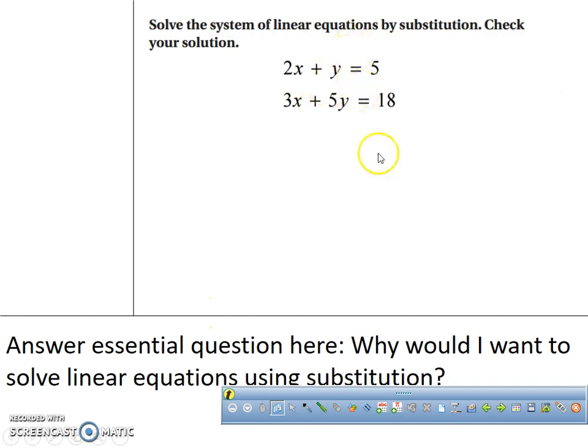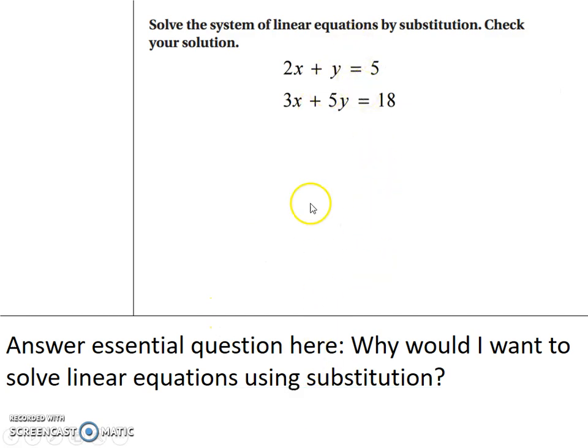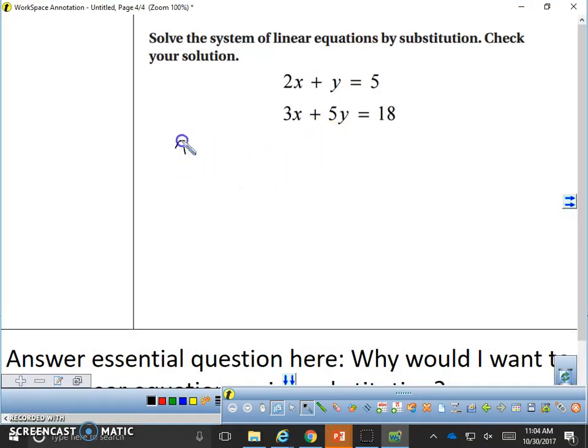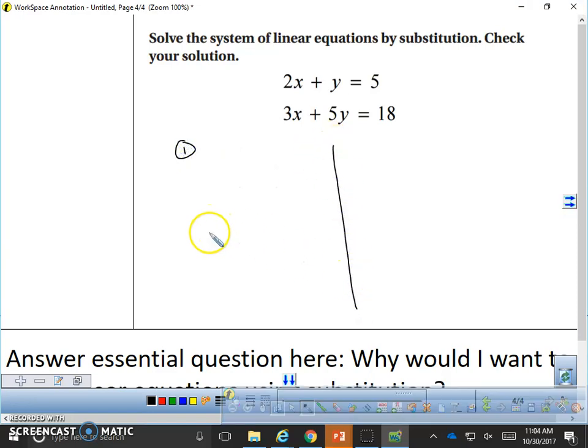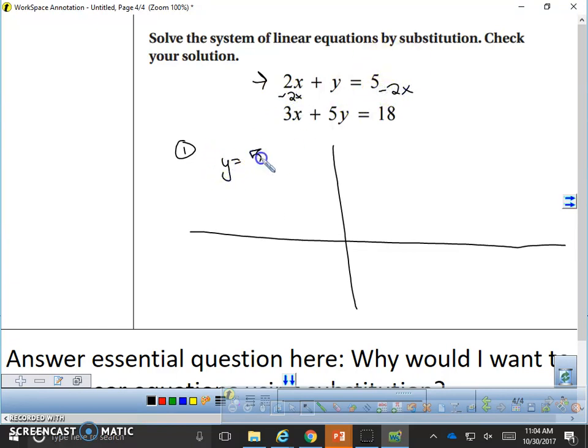Our on your own, I would like you to solve this one, and I'll help you out with the first step, okay? Step 1, get variable equals, and choose the easy one. This one's going to be the easiest one to get variable equals, because all we have to do is take away 2x on both sides, and we'll have y equals. So y equals 5 minus 2x, and your other one's 3x plus 5, y equals 18.